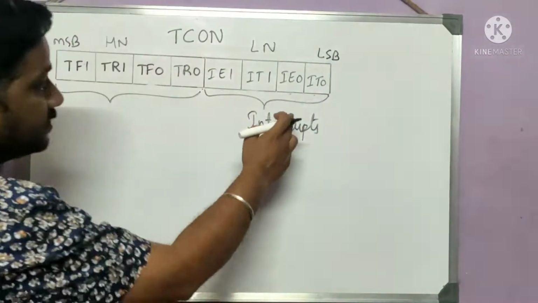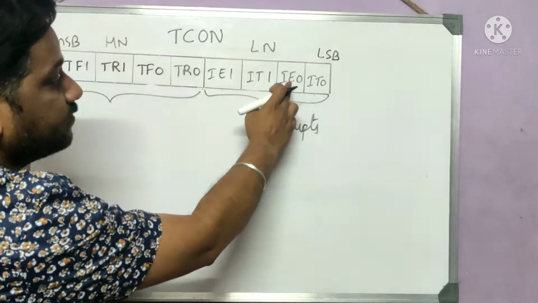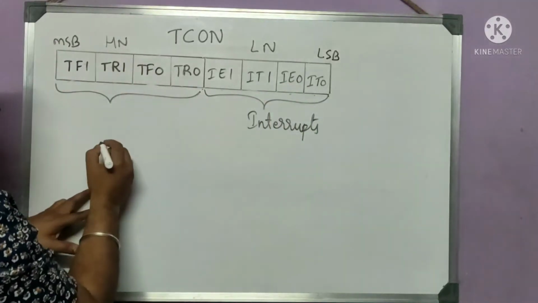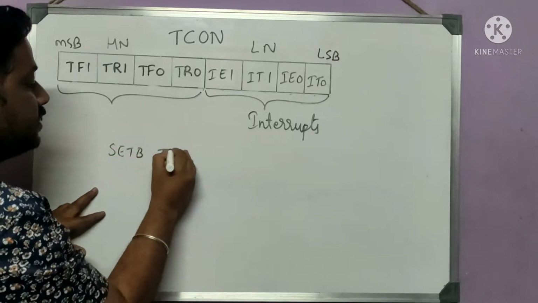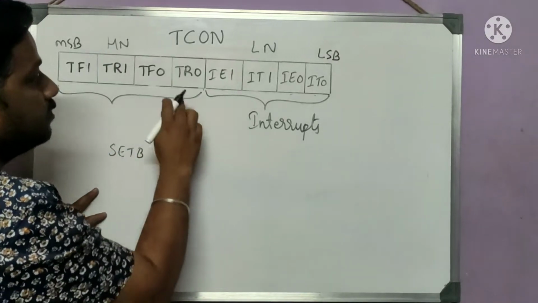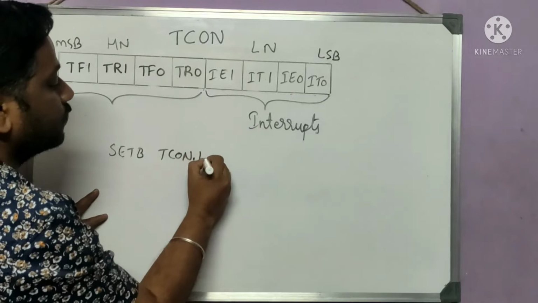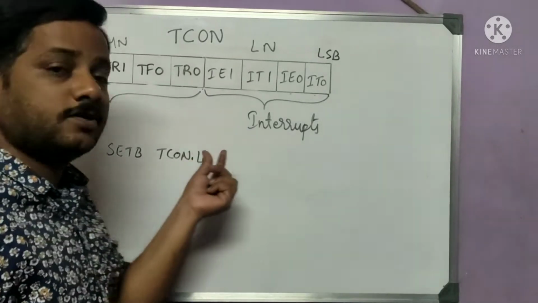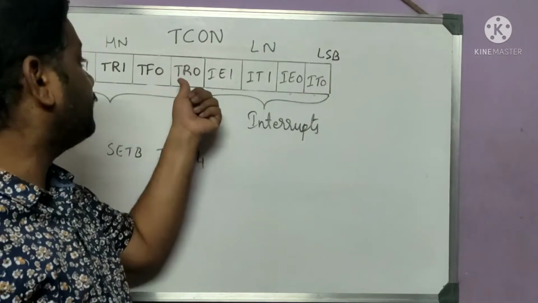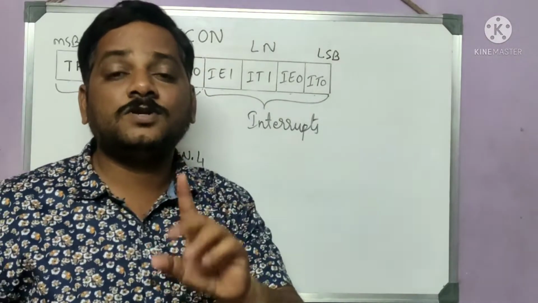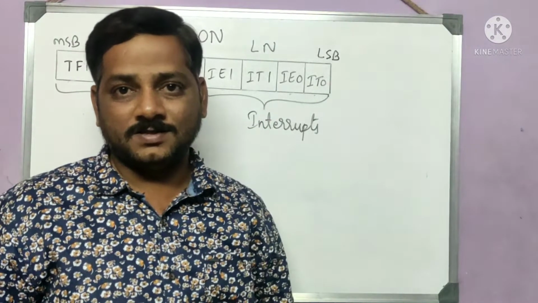So for example, say this is TCON, bits 0, 1, 2, 3, 4. I can write an instruction like this: SETB TCON dot, what is the bit number? 4. So if I write TCON dot 4 set bit, it means I am making this particular bit high. If I make this high, only then will the timer start.